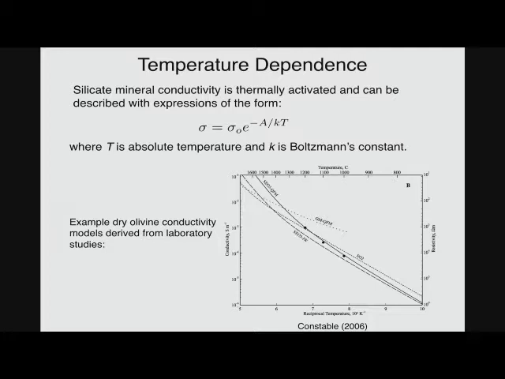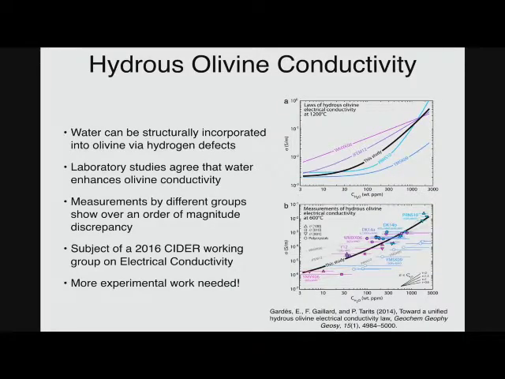So EM methods will be sensitive to the thermal structure. They're also sensitive to the water dissolved in olivine, and we've heard about this hydrous olivine in a couple different presentations here at CIDER. Water can be structurally incorporated into olivine through hydrogen defects. And there's been a whole series of laboratory studies that have made measurements of hydrous olivine conductivity over the last decade or two, and it's been a really controversial topic because the various groups have got results that vary by over an order of magnitude.